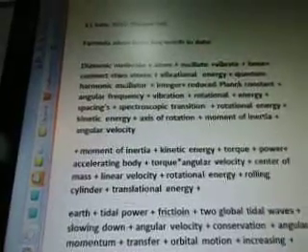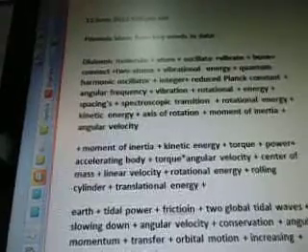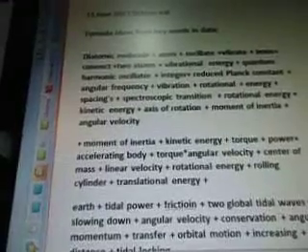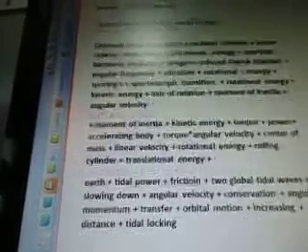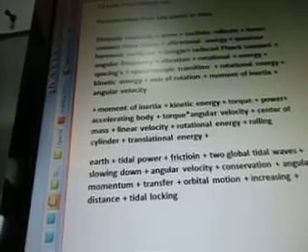plus reduced Planck constant plus angular frequency plus vibration plus rotational plus energy plus spacings plus spectroscopic transition plus rotational energy plus kinetic energy plus axis of rotation plus moment of inertia plus angular velocity plus the moment of inertia plus kinetic energy plus torque plus power plus accelerating body plus torque angular velocity plus center of mass plus linear velocity plus rotational energy plus rolling cylinder plus translational energy plus Earth plus tidal power plus friction.